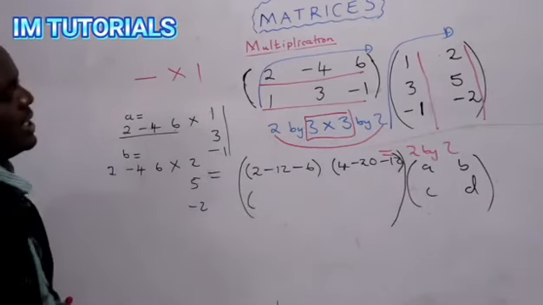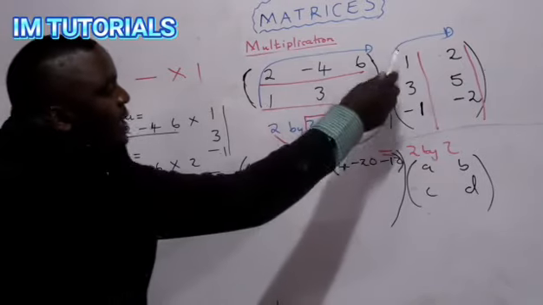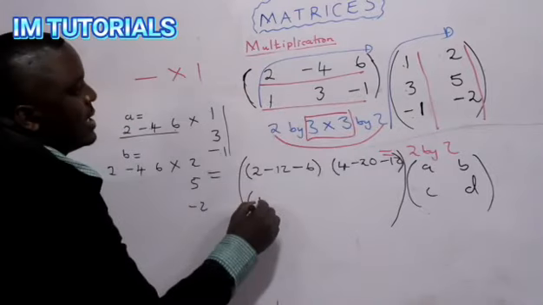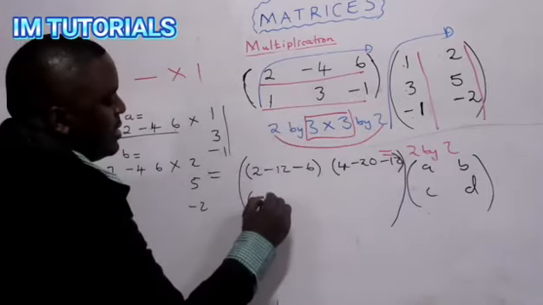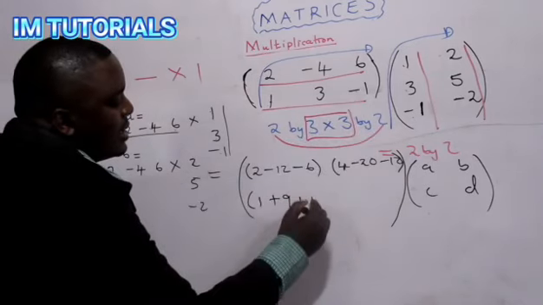We move on to C. So for C, I'm going to take 1, 3, minus 1 to multiply 1, 3, minus 1. So 1 times 1, you get 1. 3 times 3, it produces 9. Minus 1 times minus 1, you get 1.